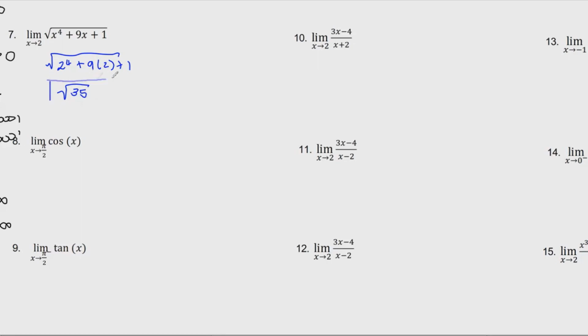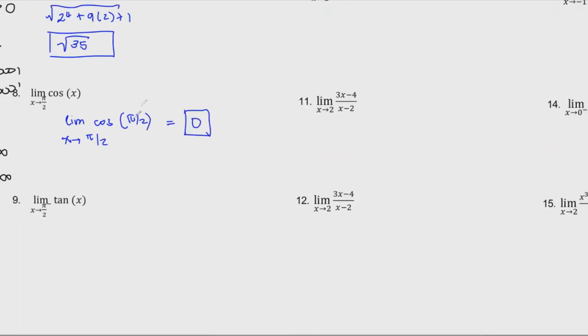Okay, so the next one is the limit of cosine of x as x approaches pi over 2. So we just need to substitute pi over 2 here, and if we obtain a real number, that is the answer. Cosine of pi over 2 is 0. 0 is a real number, so in this case the answer is 0.